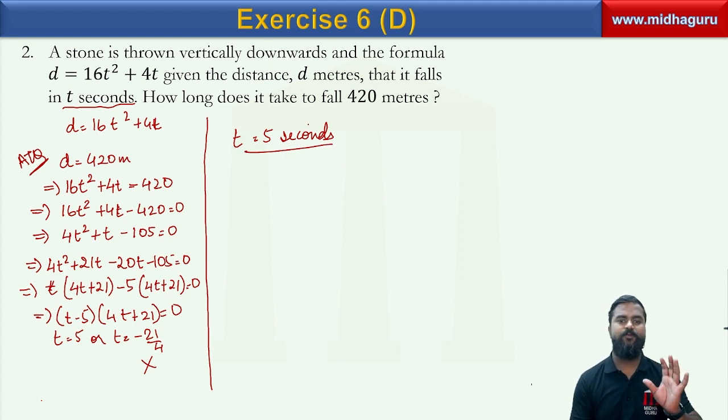So the time taken for the stone or the ball to fall 420 meters is 5 seconds. So let's move on to the next one.